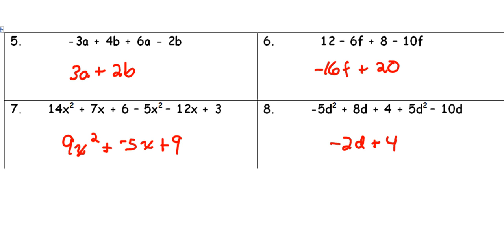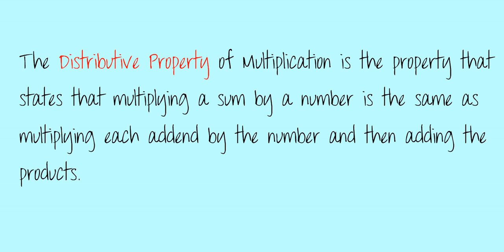Now take your sheet, turn over to the other side, and we're going to look at the distributive property. The distributive property of multiplication is a property that states that multiplying a sum by a number is the same as multiplying each addend by the number and then adding the products. Okay? There's a lot to understand there. I'm going to explain it with these couple model problems. So take a minute, just write down a definition, and after you do the model problems, the definition will make more sense.